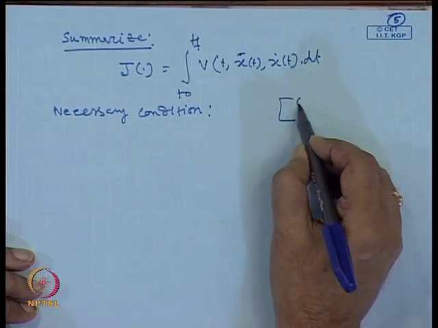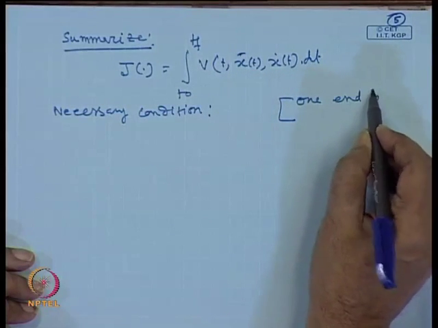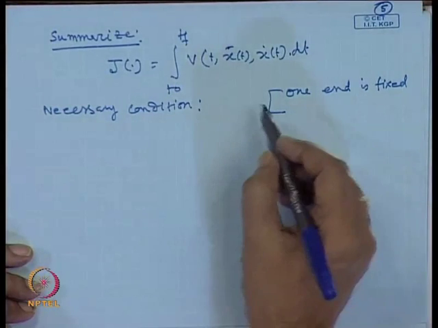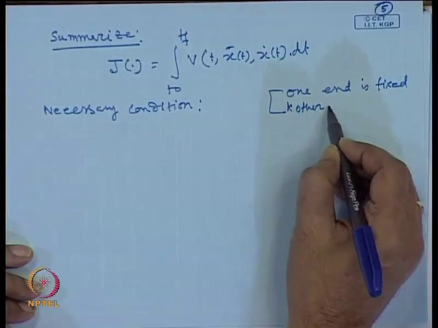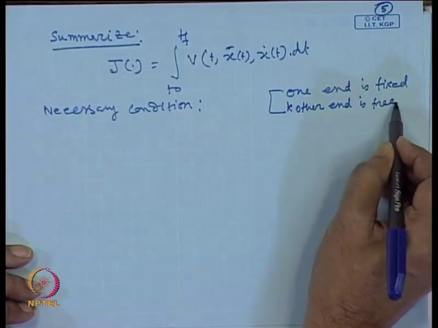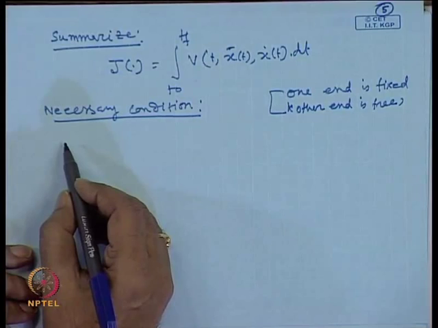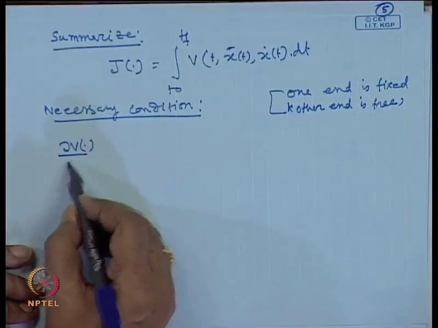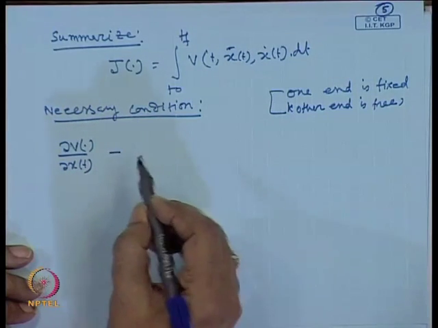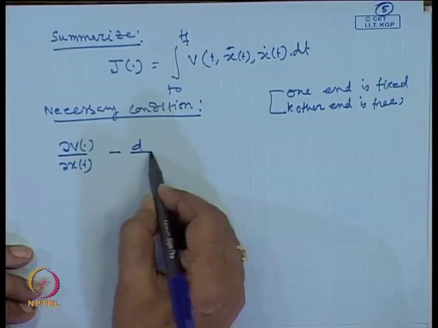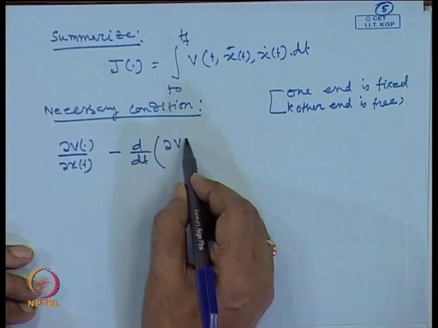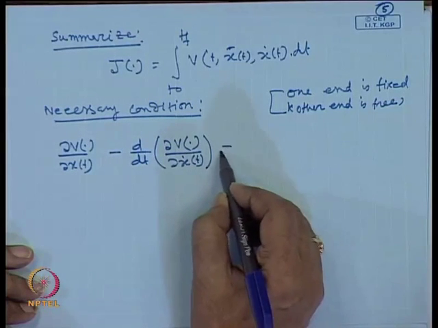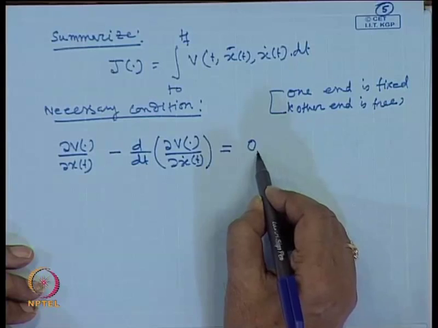We have assumed one end is fixed. Refer to your earlier figure, one end is fixed and the other end is free. So, the first condition, in order to make the first variation of the functional zero, is del v del x of t minus d/dt of the gradient of this with respect to x 1 dot, equal to 0, whose dimension is n cross 1.